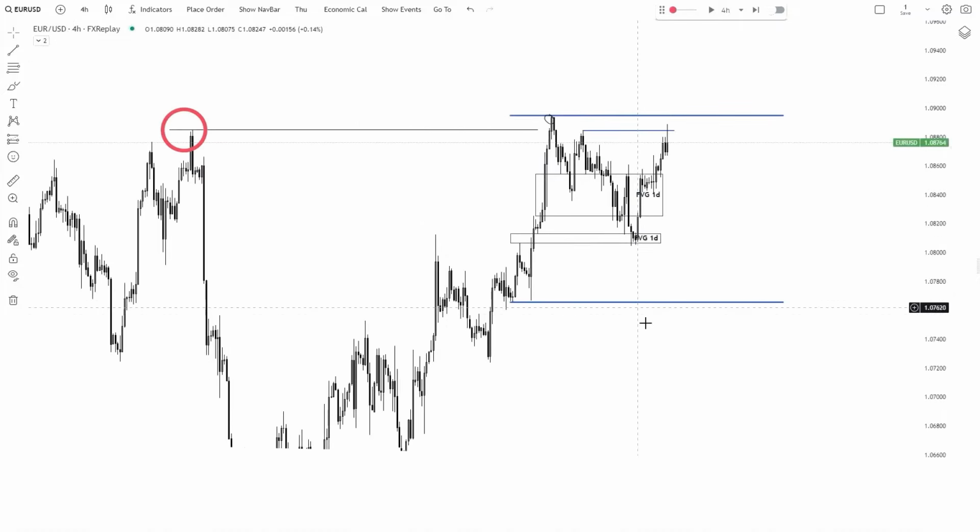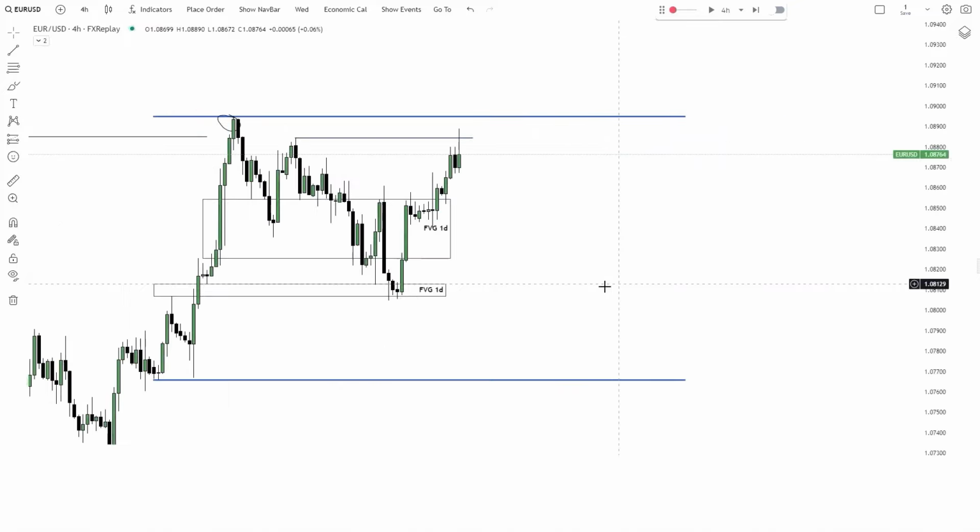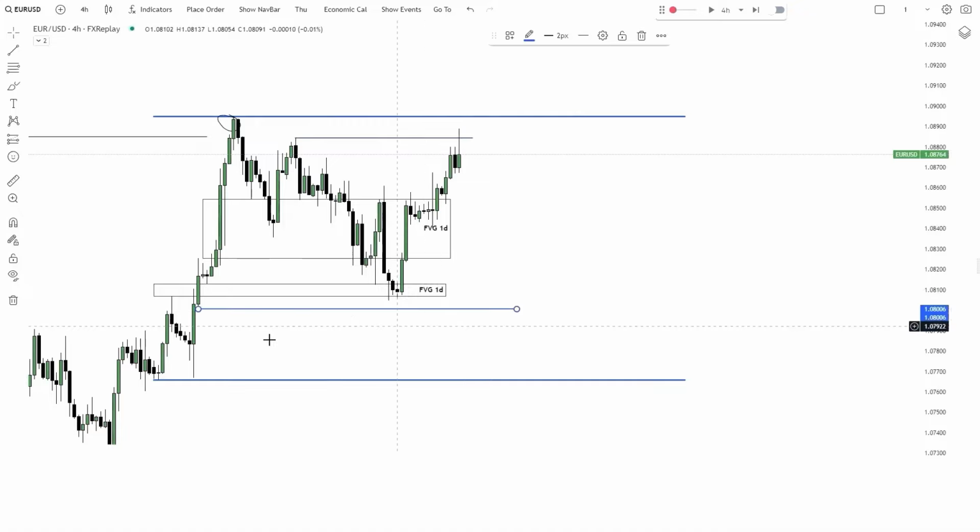We've already swept the major liquidity on the left side of the chart, so my expectation is that price will continue lower, grabbing liquidity from here and here. There's also a cluster of equal lows in this zone, a 4-hour imbalance, but these are just liquidity traps.